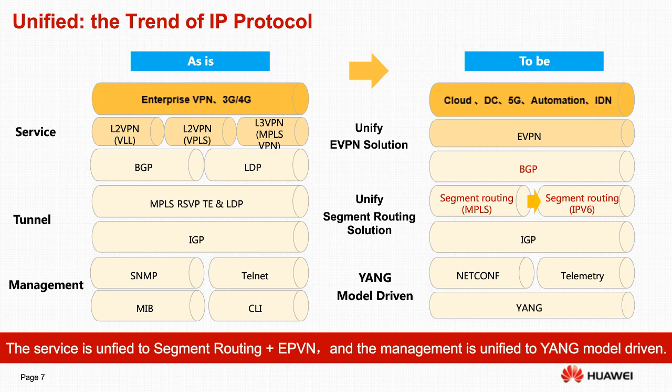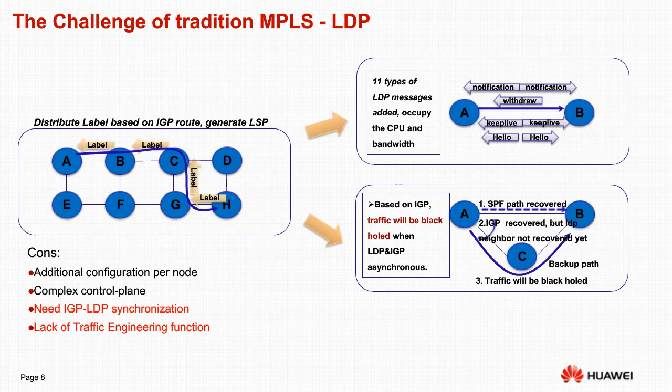Okay, we come back to have a look at what the gap of LDP and RSVP is. LDP is just driven by IGP routes: the device gets IGP routes and distributes the label for all of these routes. So when we select LDP, we have to face some issues. The first is that the control plane is more complex. We have to deploy IGP and LDP together.